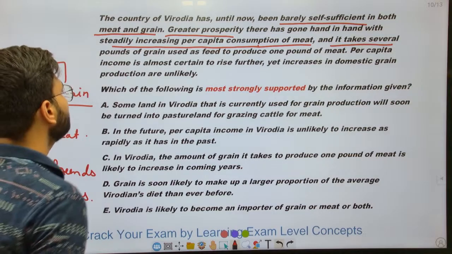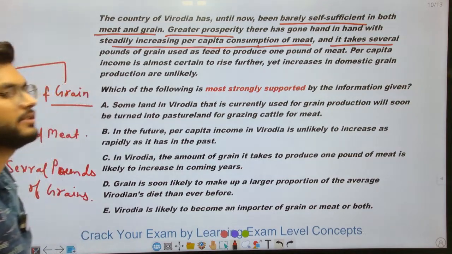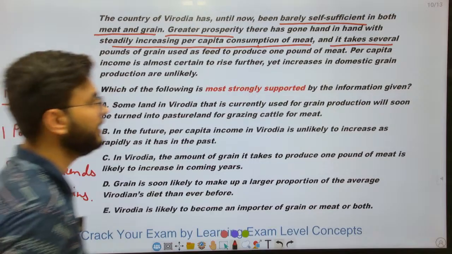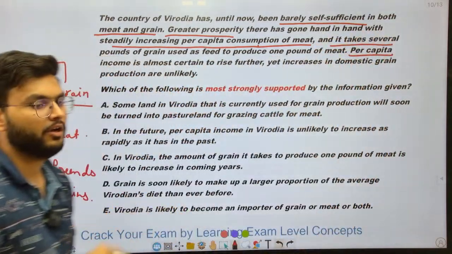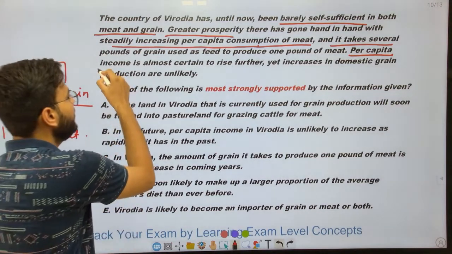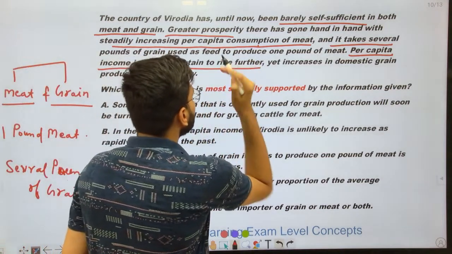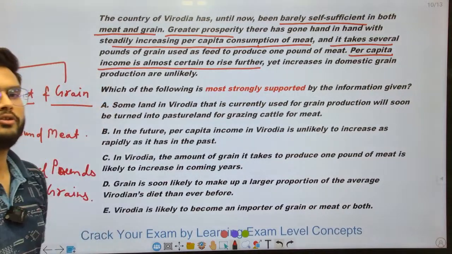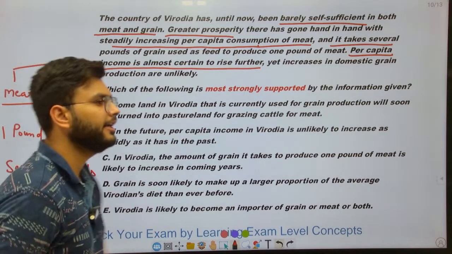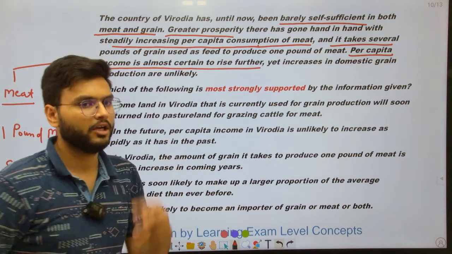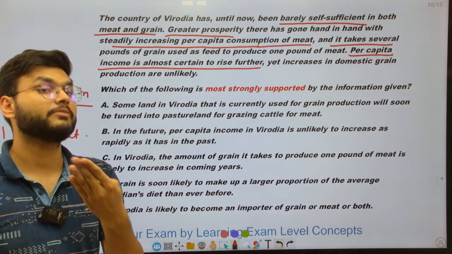Per capita income is almost certainly to rise further. Now, this is also an idea which I have to believe. The author has mentioned in the passage that this is also going to rise further. Your per capita income is almost certainly to rise further. You are already more prosperous, and now your income is also going to rise further.